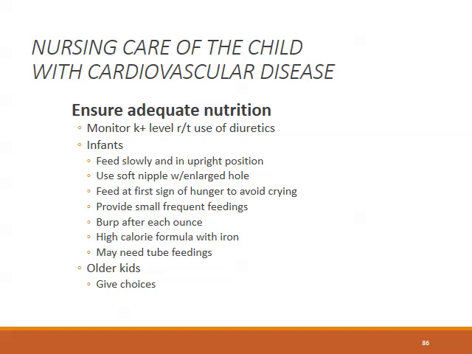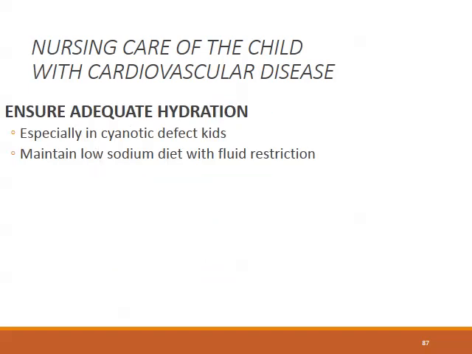They're going to burp after each ounce, and they need to have a high-calorie formula with iron, and may need tube feedings also. Older kids, you're going to give choices to, but healthy choices. You also want to ensure adequate hydration, especially with cyanotic defect kids. And you may maintain a low sodium diet with fluid restriction.